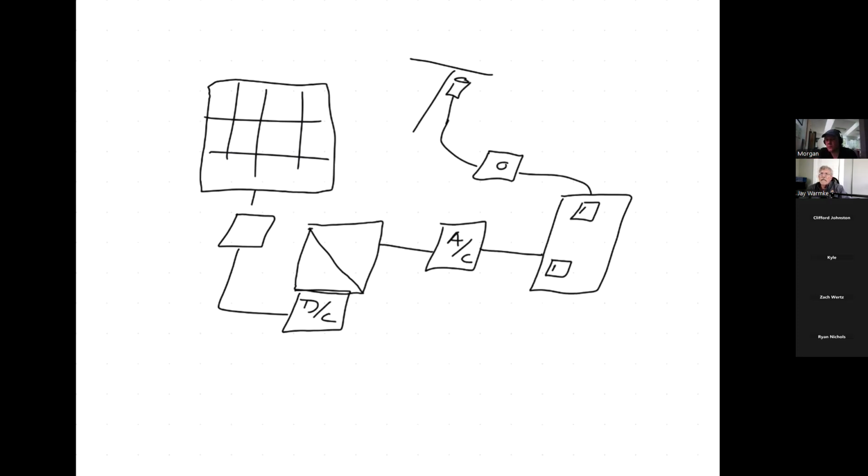This AC disconnect is supposed to be located within 10 feet of the meter, and it's supposed to be externally operable. So you don't have to open it up with a screwdriver or something like that to get to the disconnect. It should be marked, and it should be lockable. That's another thing. You don't have to put a lock on it, but it has to be lockable and within 10 feet.